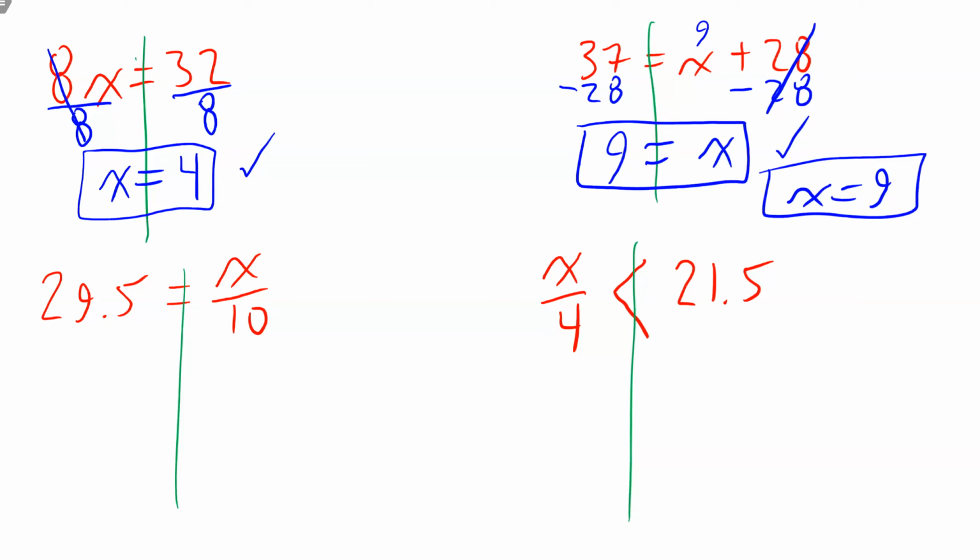Next one, 29.5 equals x over 10. Goal is to solve. I solve by isolating the variable. My variable is x. And with x, I have 10 by way of division. So my fraction bar is division. I undo division, or my inverse of division is multiplication. So I do need to multiply both sides by 10.